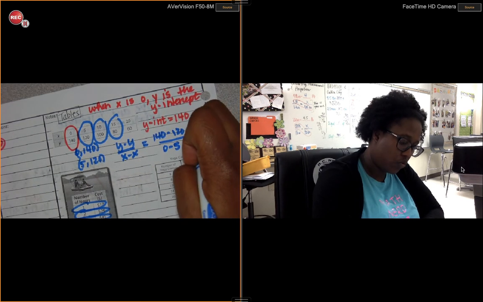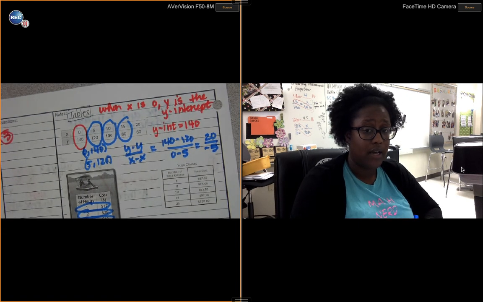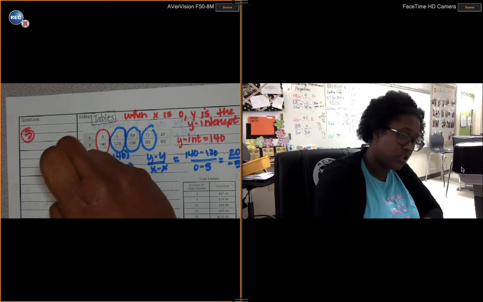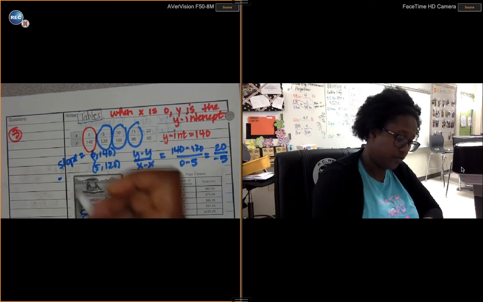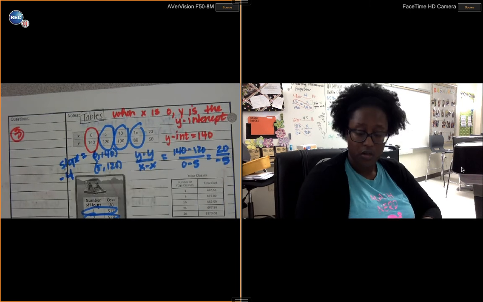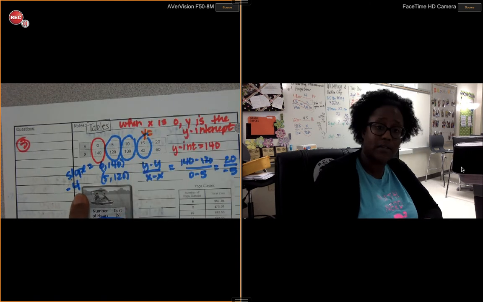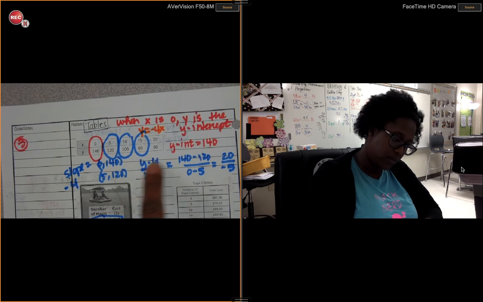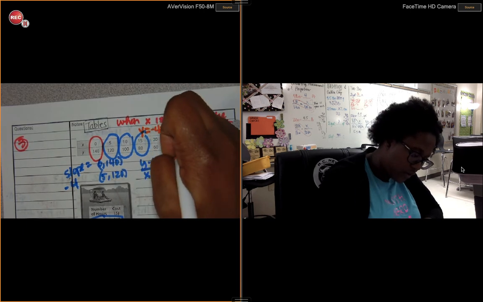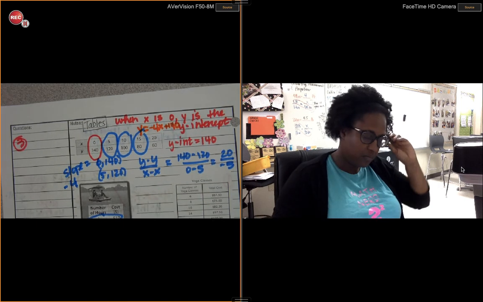So this would be 20 over negative 5. If I have just one negative, it's going to be negative. So I know that my slope is going to be negative, and then 20 divided by 5 is 4. So my slope is negative 4. So on this one, if I wanted to write it as an equation, it would be y equals, slope is negative 4, negative 4x, and then my y-intercept is 140, plus 140. Okay? You can't really see that, but.